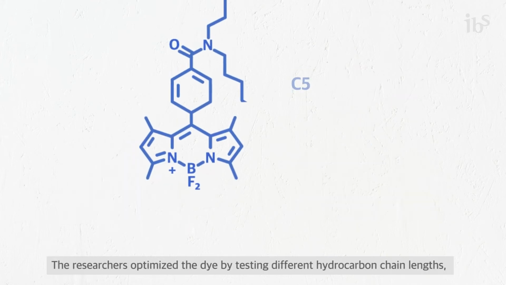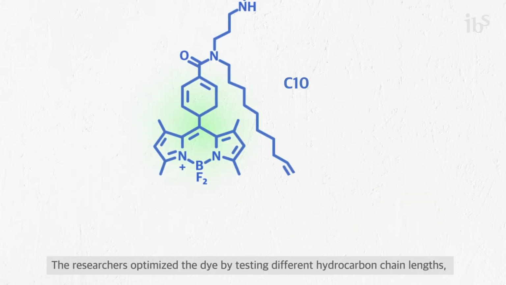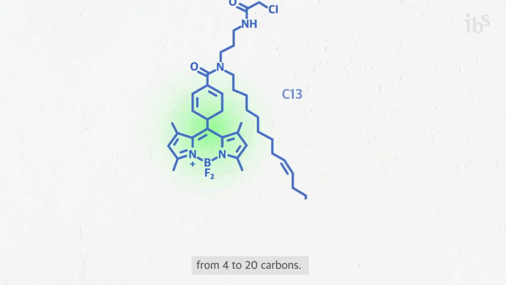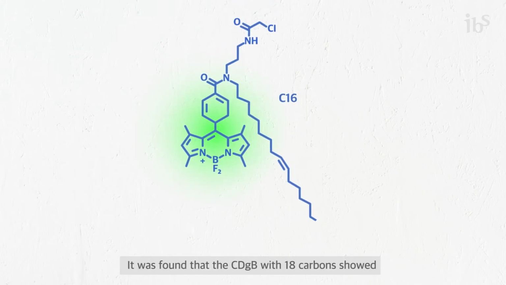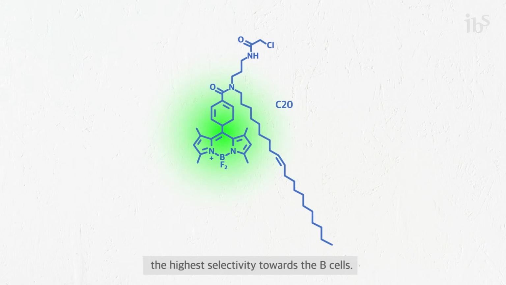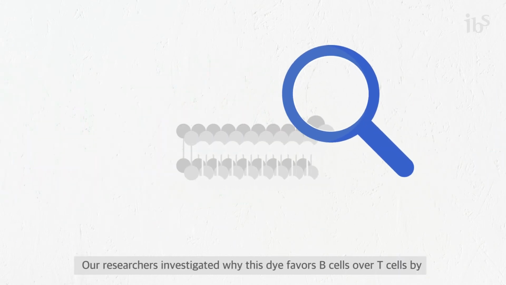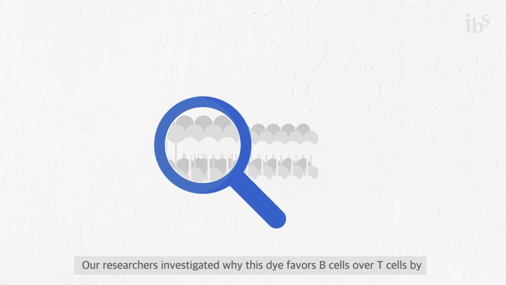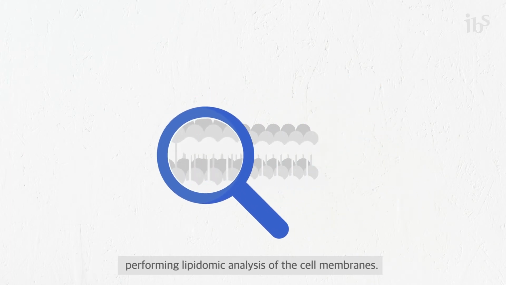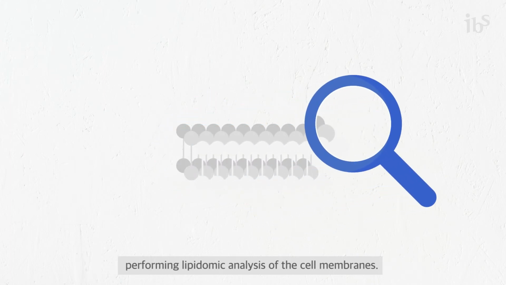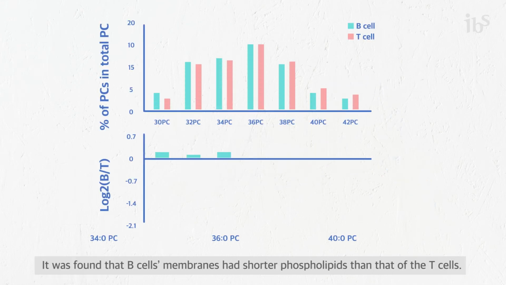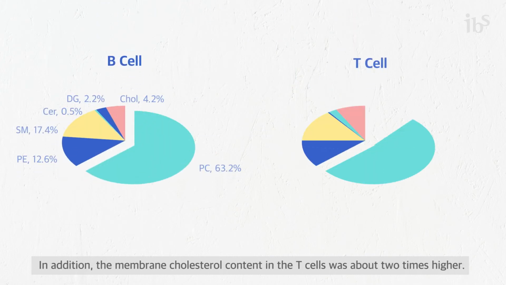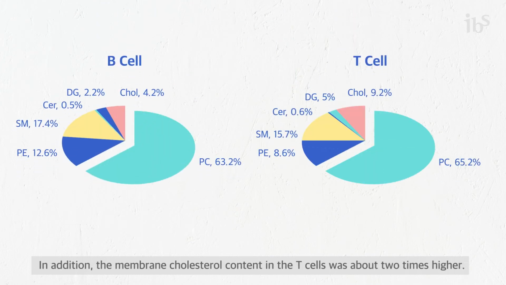The researchers optimized the dye by testing different hydrocarbon chain lengths, from 4 to 20 carbons. It was found that the CDGB with 18 carbons showed the highest selectivity towards the B cells. Our researchers investigated why this dye favors B cells over T cells by performing lipidomic analysis of the cell membranes. It was found that B cells' membranes had shorter phospholipids than that of the T cells. In addition, the membrane cholesterol content in the T cells was about 2 times higher.